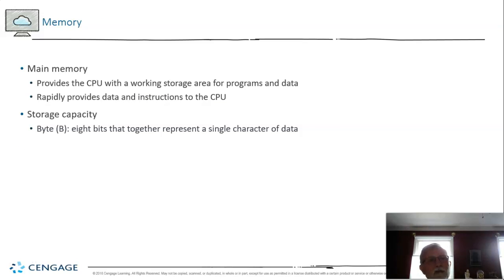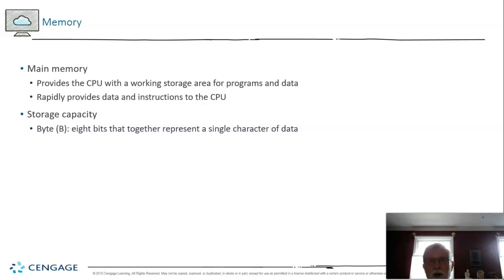Now, as far as memory is concerned, you've got main memory and you've got storage capacity. Main memory provides the CPU a working storage area for all data. It's some of your fastest memory, which allows it to keep up with the CPU. And then you've got storage capacity, which is what stores information.